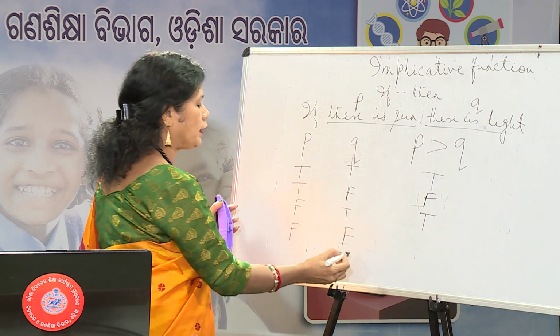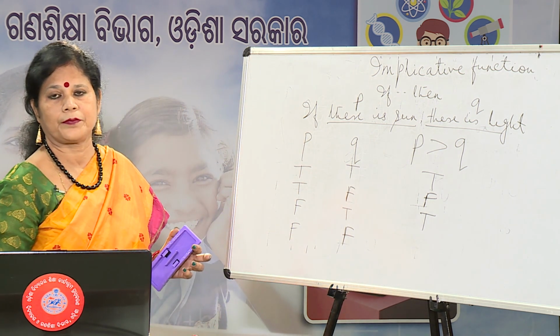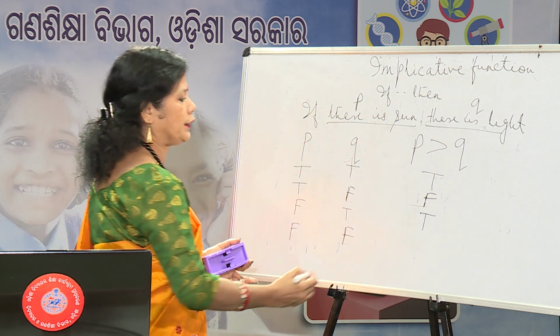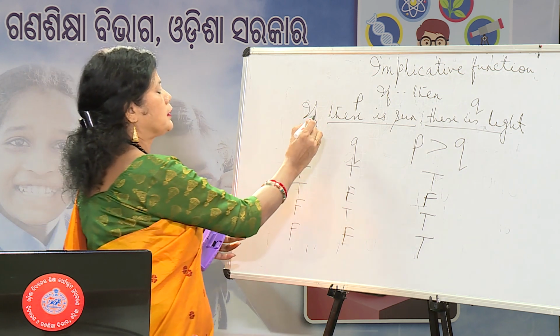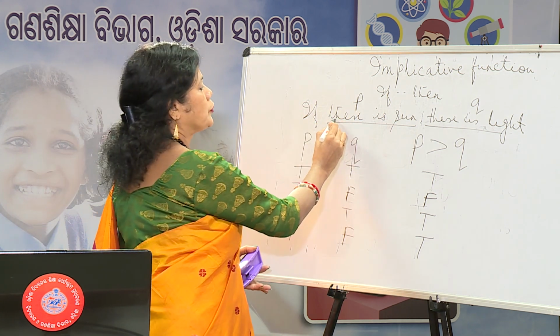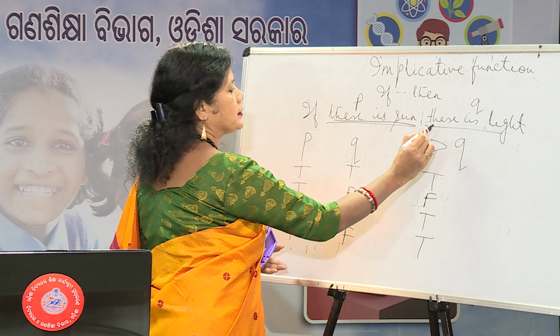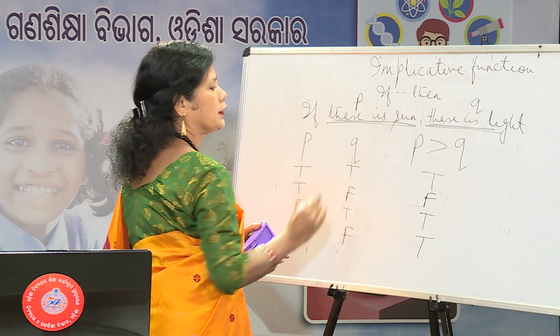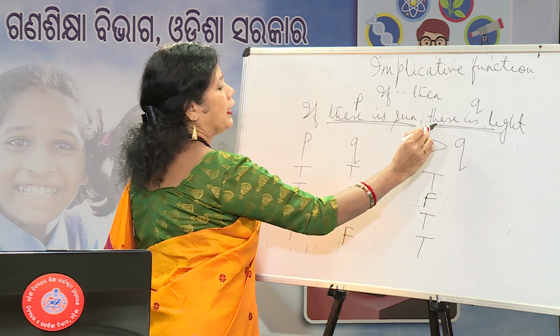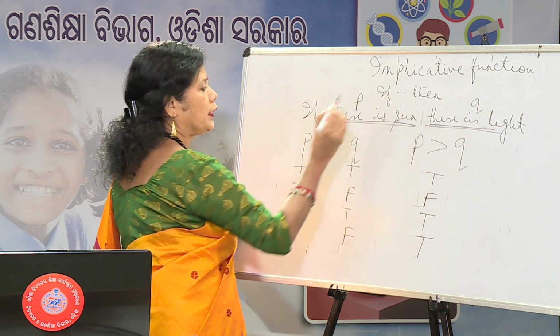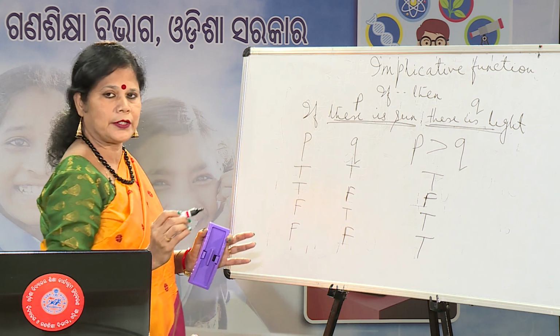There is no sun, there is no light. This is also true. Okay. So this is a hypothetical proposition. There is sun is your antecedent, there is light is your consequent. The antecedent contains the condition and the consequent follows from the condition. This is what you call a hypothetical proposition.